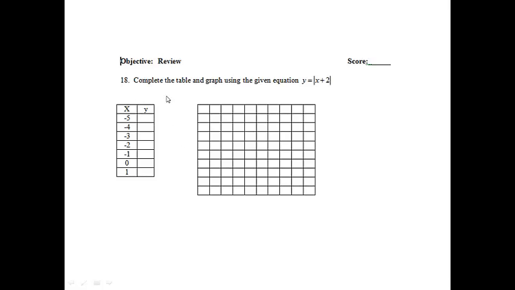Number 18, complete the table and graph using the given equation y equals absolute value x plus 2. Okay, before I even start this, I know that this is the absolute value function, so I know it has to look like a V when I'm done. So if it doesn't look like a V, I did something wrong.